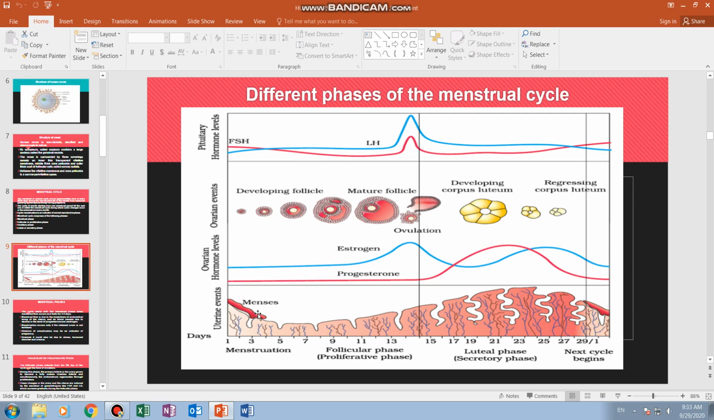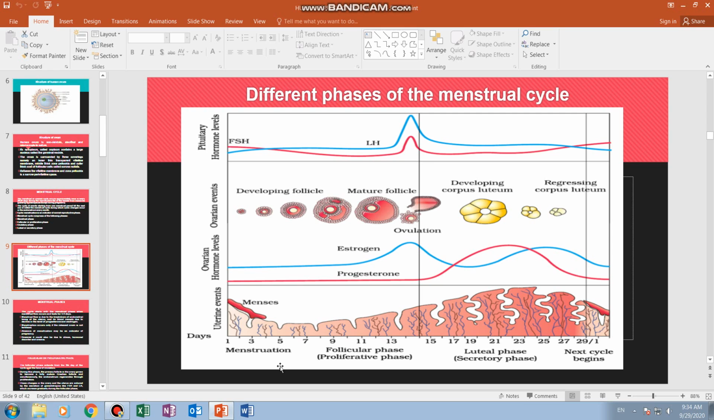If there is no menses, that is absence of menstruation, it indicates pregnancy, but sometimes we cannot assume like that. Sometimes absence of menstruation or menses flow is also due to stress, hormonal disorders, or anemia. So this is the second phase, which is called the follicular phase, and it is also called proliferative phase.